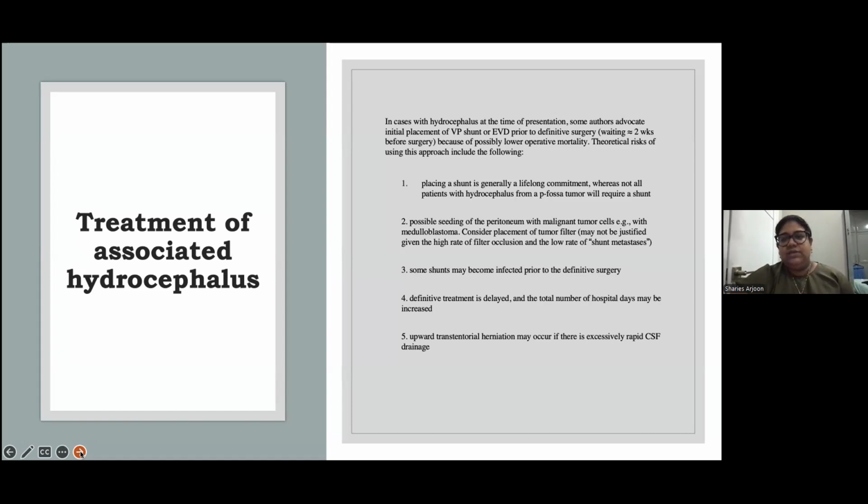Theoretical risks of using this approach usually include the following. Placing a shunt is generally a lifelong commitment, whereas not all patients with hydrocephalus from a posterior fossa tumor will require a shunt. There is possible seeding of the peritoneum with malignant tumor cells, for example with medulloblastomas, and one could consider placement of a tumor filter, which may not be justified given the rate of filter occlusion. Some shunts may become infected prior to the definitive surgery. Definitive treatment is delayed, and the total number of hospital stays may be increased. An upward transtentorial herniation may occur if there is excessive or rapid CSF drainage.